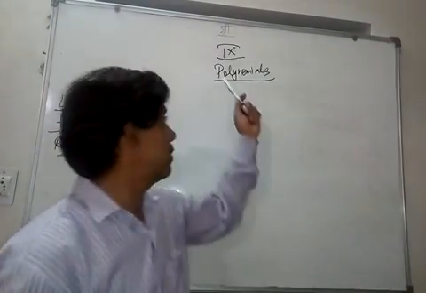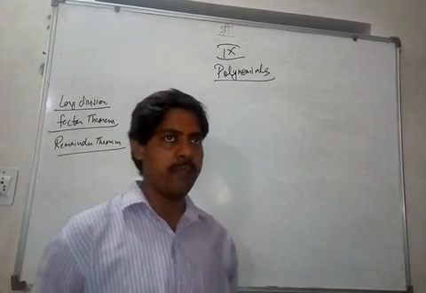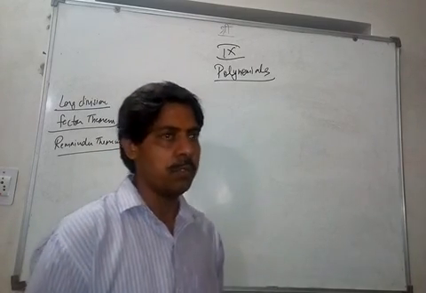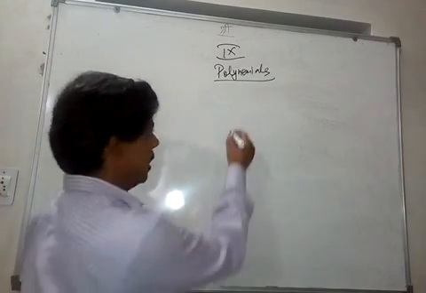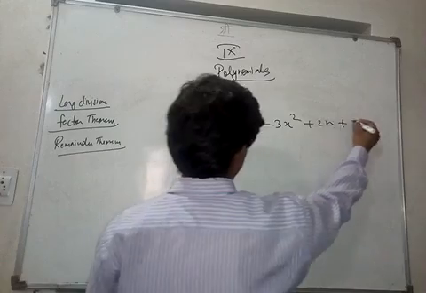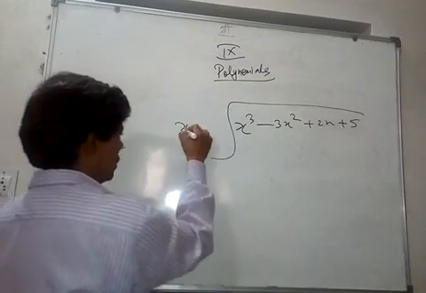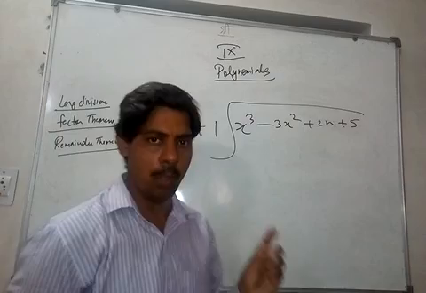As you know, we are doing the chapter polynomials, and in this class let's continue from where we left yesterday, and that was long division. So what is long division? In long division you have something like this. Suppose x cube minus 3x square plus 2x plus 5, and we are dividing it by, say, x plus 1. This type of division is called long division.